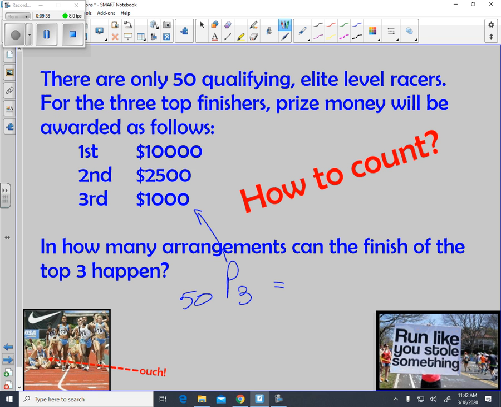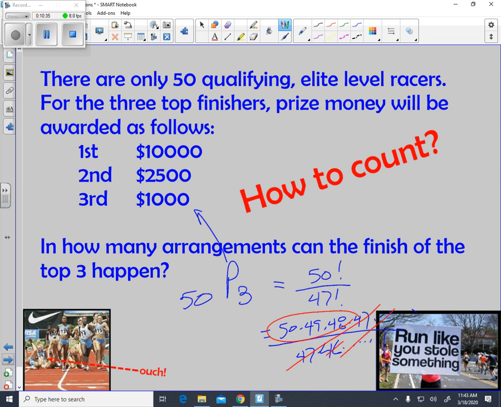So 50 permutation 3. I'm going to determine this with the formula instead of my calculator. It's going to be 50 factorial over n minus r, 50 minus 3 factorial, and 50 minus 3 is 47, so it's 47 factorial. And when I think about this, 50 factorial is 50 times 49 times 48 times 47, and so on, all the way down to 1. And the denominator is 47 times 46 and so on, all the way down to 1. And if we cancel out common factors in numerator and denominator, I'm going to cancel out everything except 50 times 49 times 48.